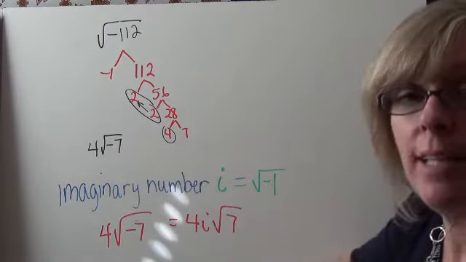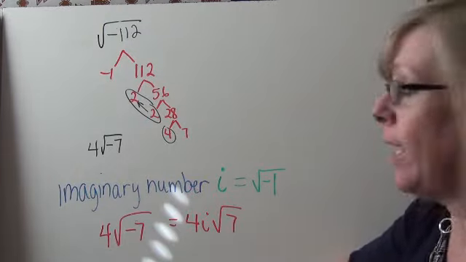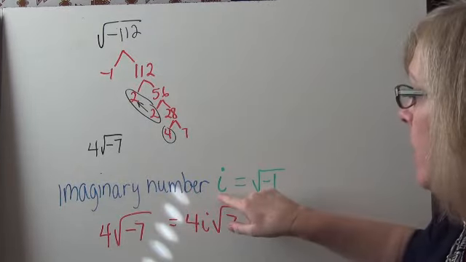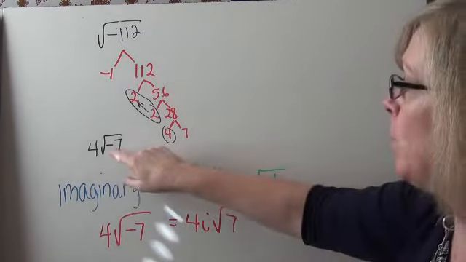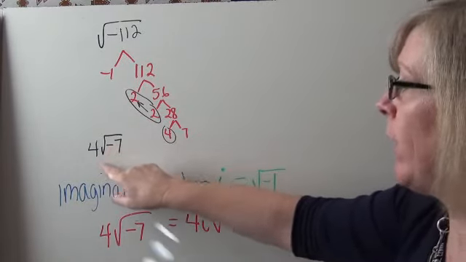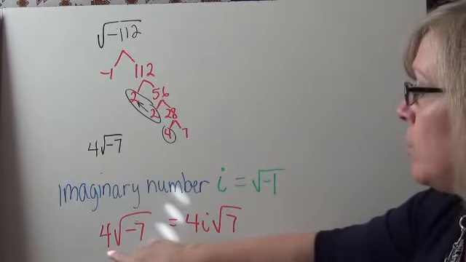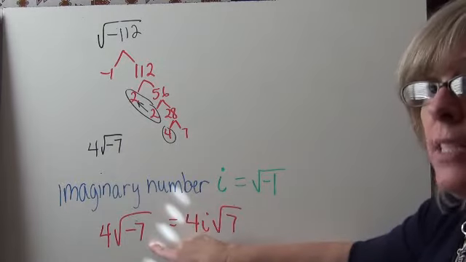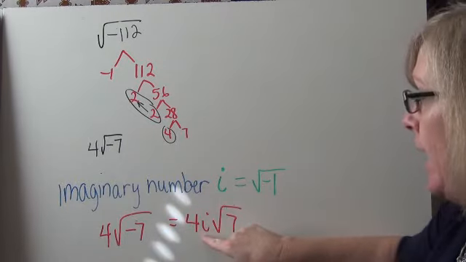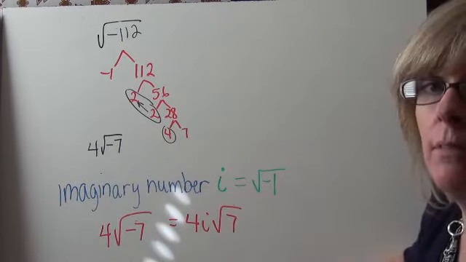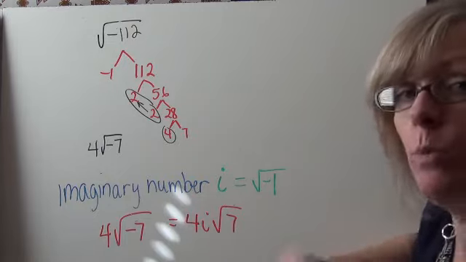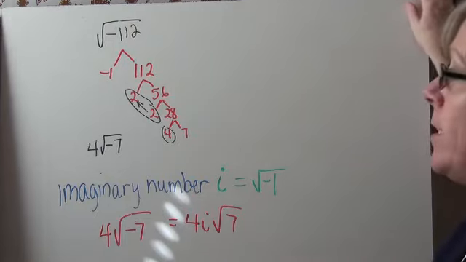Now, I'm not allowed to have that negative in the radical to be simplified. So in place of that negative 1, I'm going to bring out an i over here. So 4 times the square root of negative 7 is actually 4i times the square root of 7. Okay? Now I have a radical with only a positive number in it, so it's simplified.